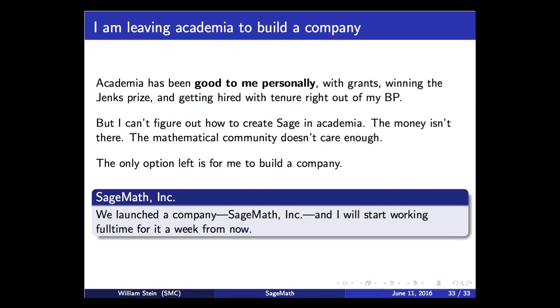And maybe an institute could have worked, but I missed the boat on that, and I don't know how to do it. So I'm trying a company. And if it works, it will be sustainable, I think. So we did launch a company about a year ago, but I'm going to start working full time on it as soon as the Rubin Fest is over. So there you are.